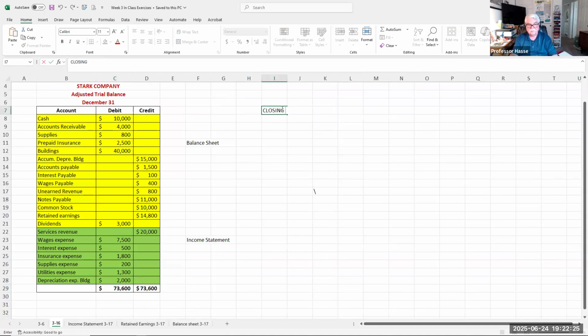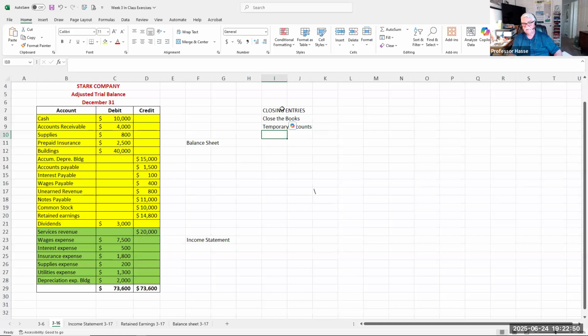Closing entries. Now we have to close the books. Close the books. In other words, close out the temporary accounts so we can begin the next accounting period, December 31 of 2026, so we can see what our business was in the next year.